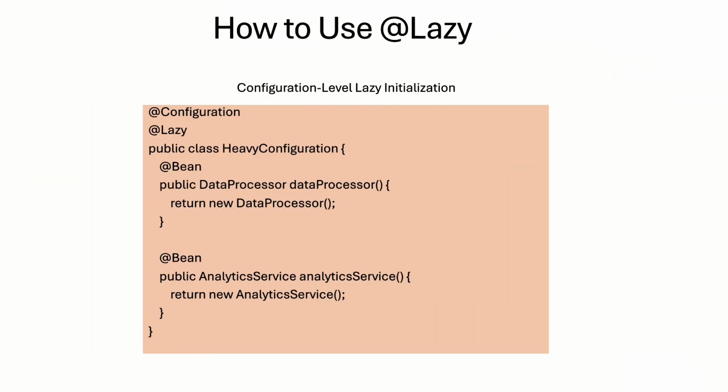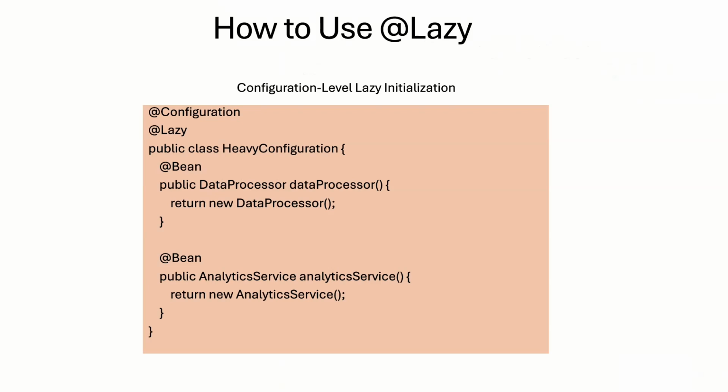When many beans in a configuration class are suitable for lazy initialization, you can apply the @Lazy annotation at the class level to avoid repetitive declarations. This approach is clean and ensures that all beans within the configuration benefit from lazy loading without the need to explicitly mark each one. In the code you see on screen, DataProcessor and AnalyticsService beans are defined within the HeavyConfiguration class. Because the @Lazy annotation is applied at the class level, it affects all bean definitions within the class. Therefore, both DataProcessor and AnalyticsService will be lazily initialized.